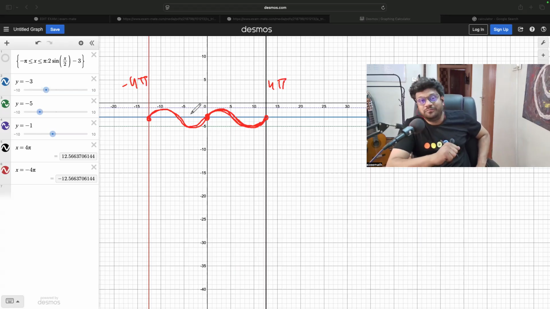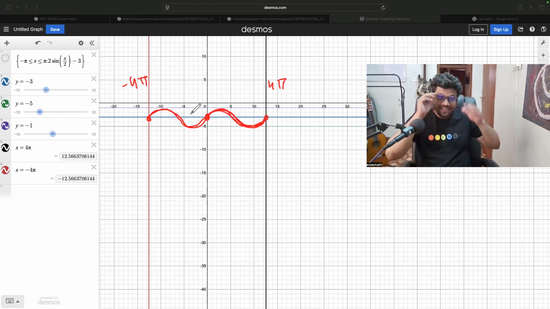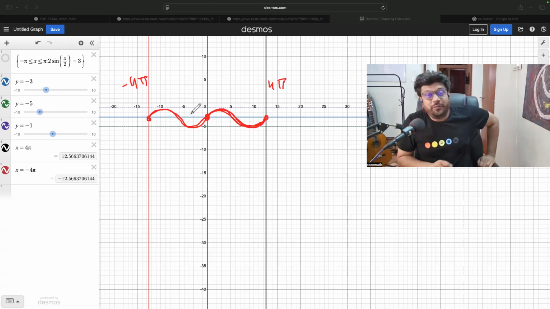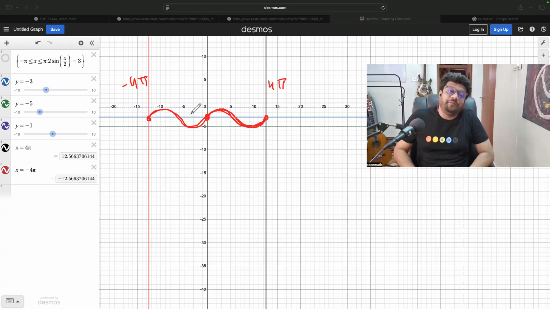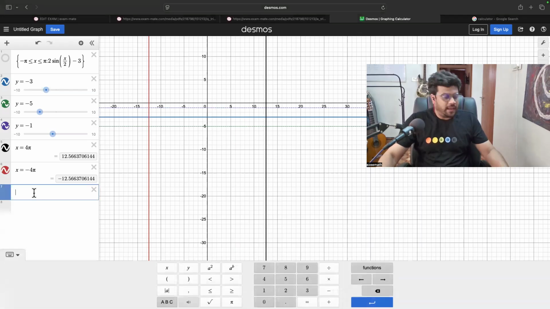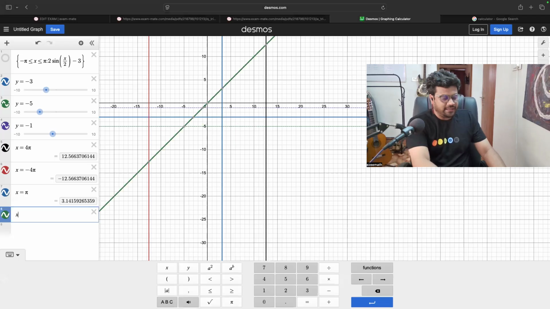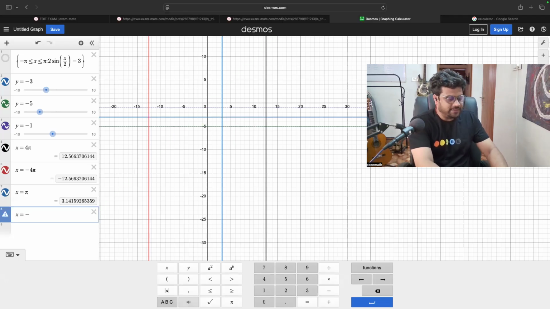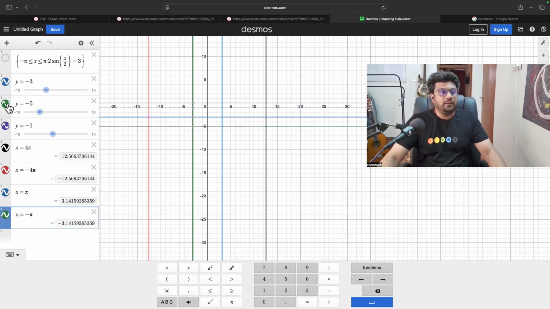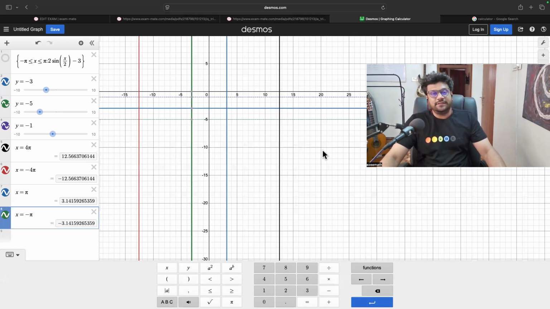But there's a problem. The problem is I'm not supposed to sketch the curve between negative 4 pi and 4 pi. It's supposed to be drawn between pi and minus pi. They've limited the domain. Okay, I will first locate where x equal to pi is and x equal to minus pi is. Okay, fine. These are the places.